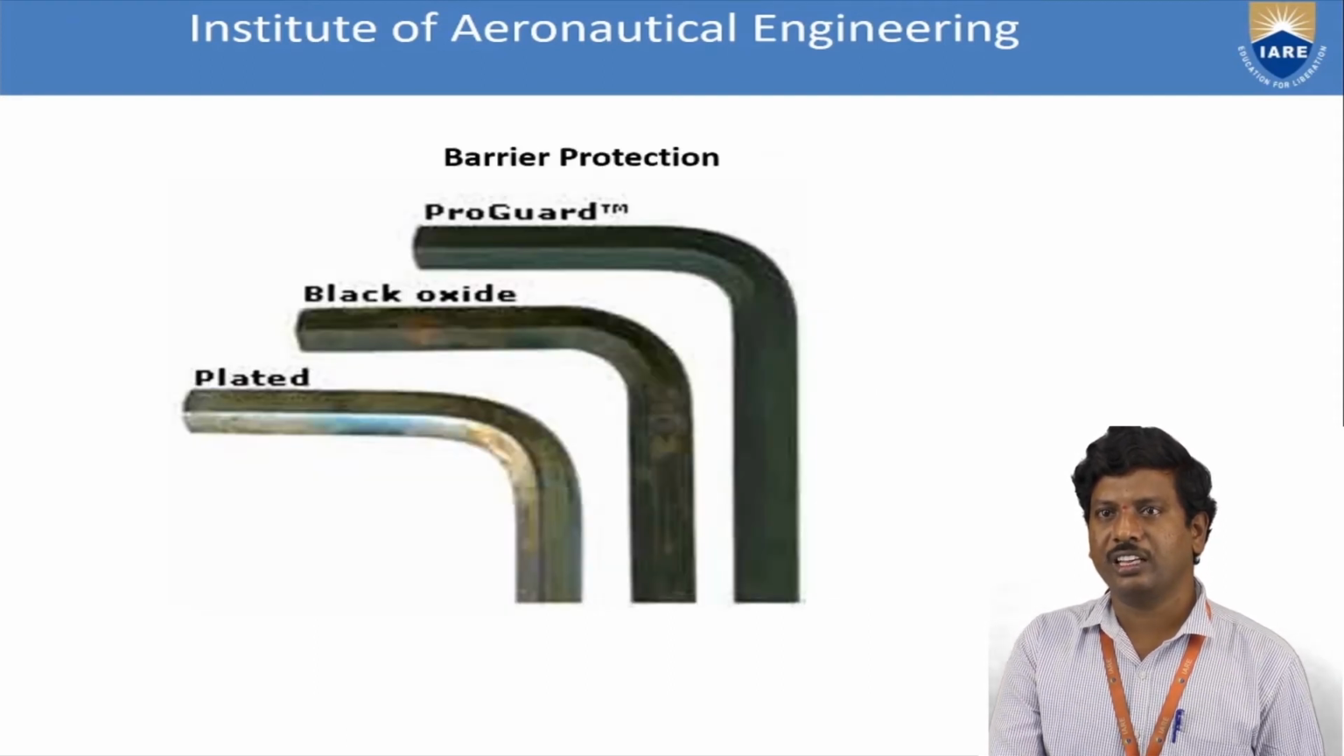Another one is barrier protection. Barrier protection is mostly observed with ProGuard, black oxide, and plating. With the black oxide material, the surface cannot further absorb the corrosion-causing elements from the environment. So it is a barrier protection.